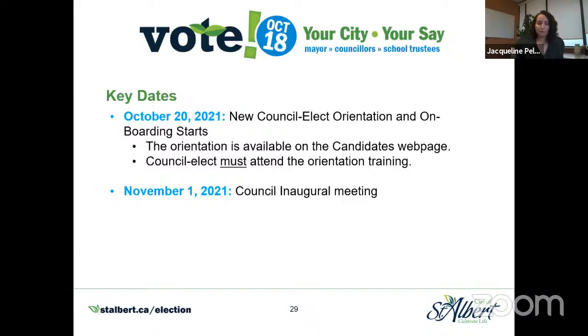if you are elected. The other date here is November 1st. So November 1st is the council inaugural meeting, and that's where council-elect is sworn into their offices. So you will want to also ensure that you're available for that as well.